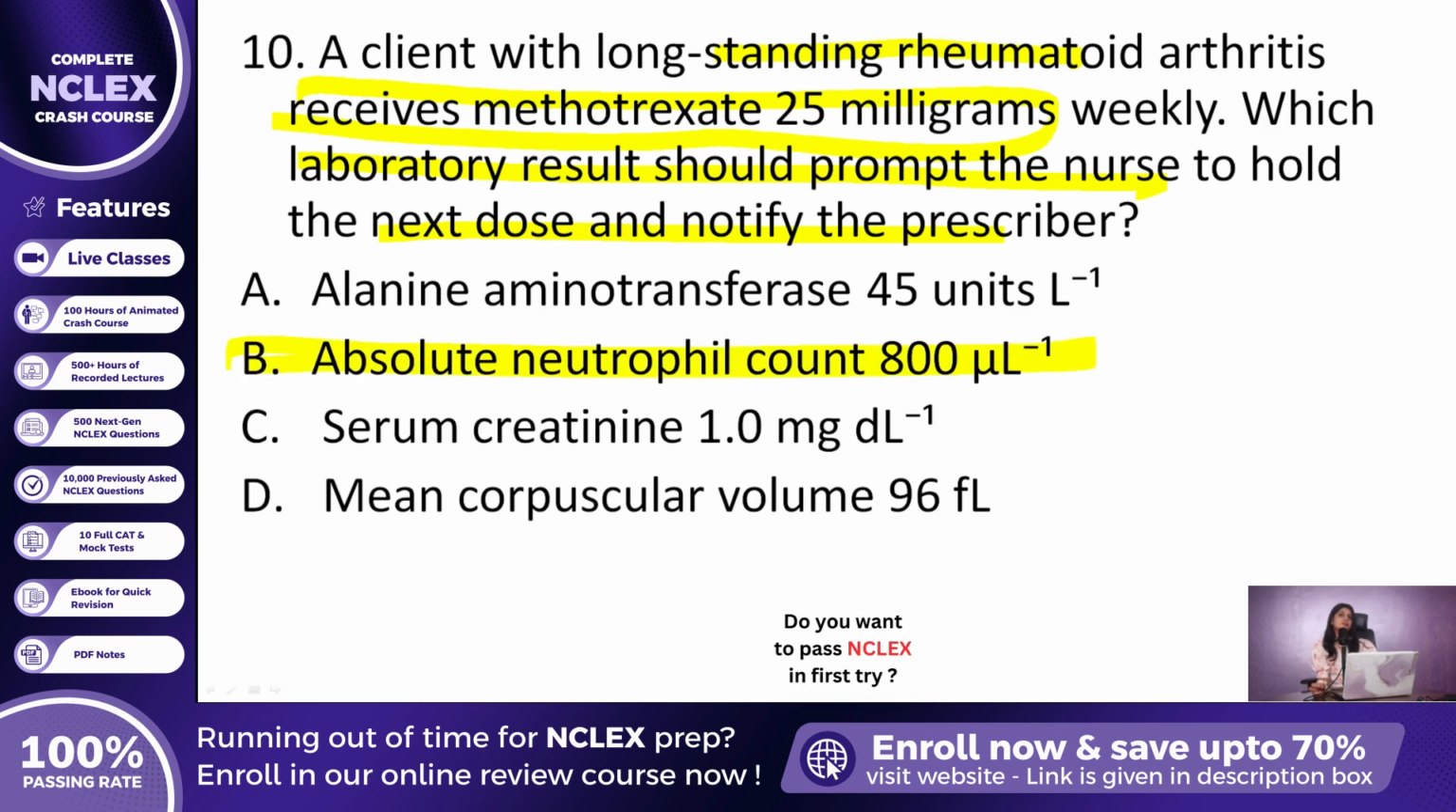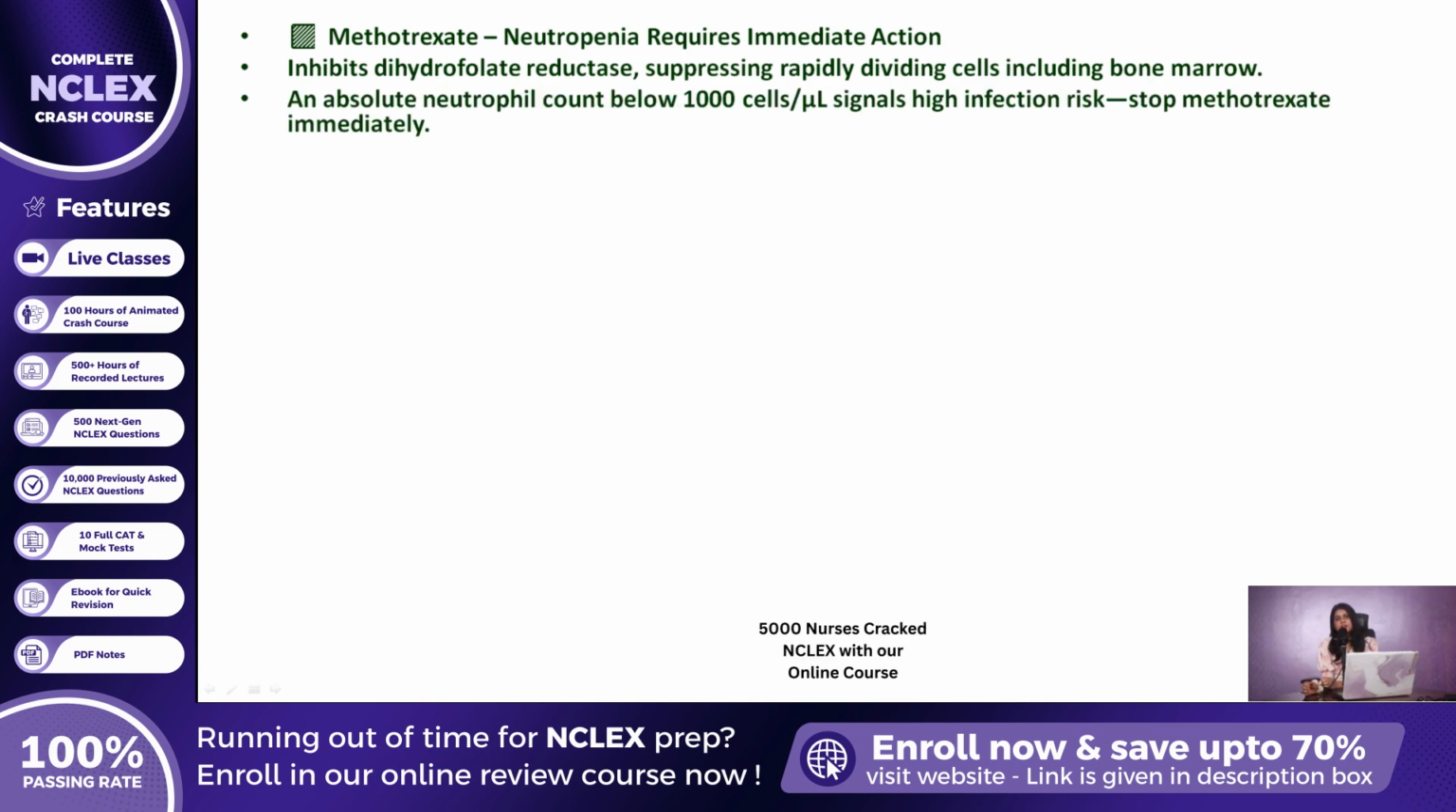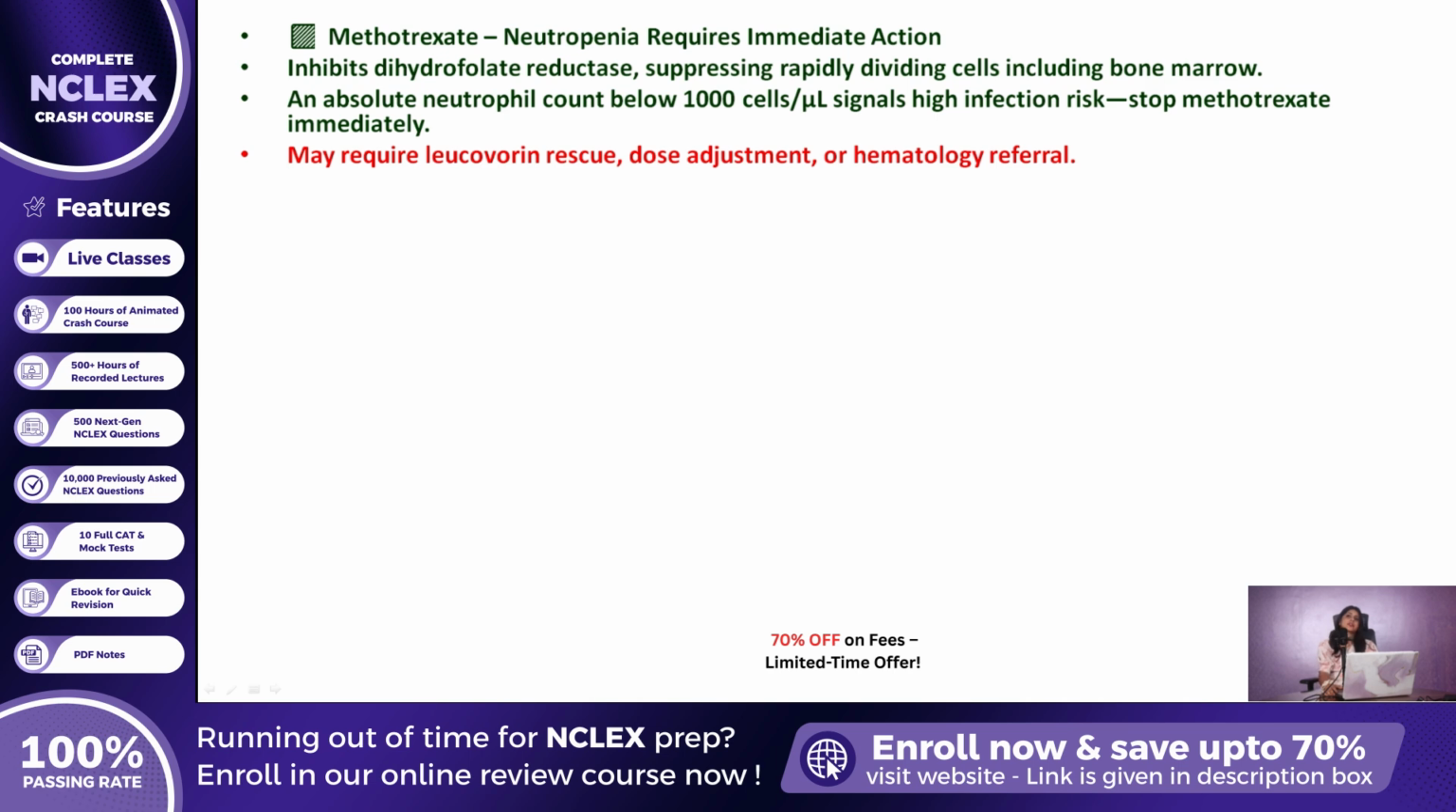Methotrexate exerts its effect by inhibiting dihydrofolate reductase, which reduces folate availability and suppresses rapidly dividing cells, including bone marrow precursors. An absolute neutrophil count below 1,000 cells per microliter signifies moderate to severe neutropenia, placing the client at high risk for life-threatening infections. Continuing methotrexate in this context could allow opportunistic bacteria or fungi to overwhelm the compromised immune system. The prescriber may need to order leucovorin rescue, reduce the methotrexate dose, or refer to a hematologist for further evaluation.